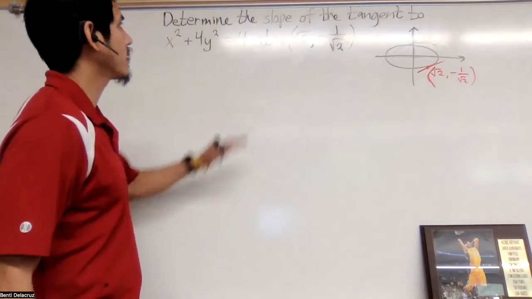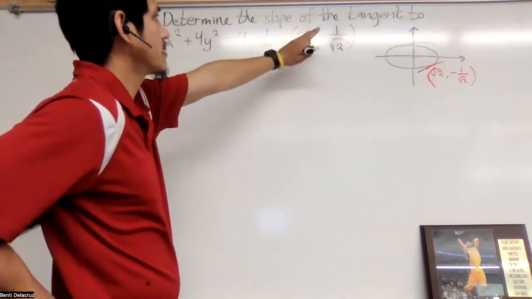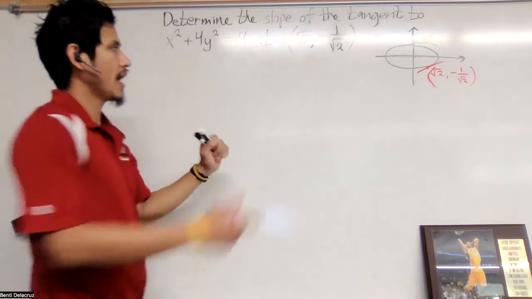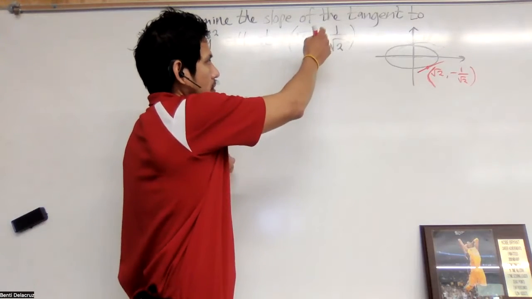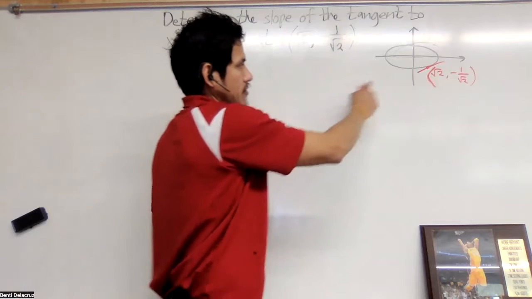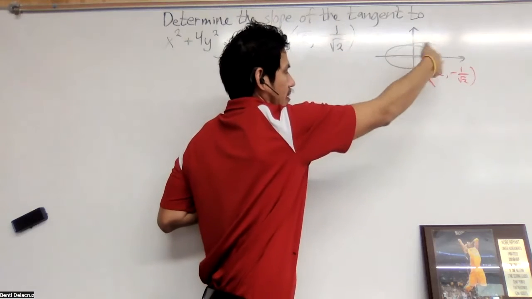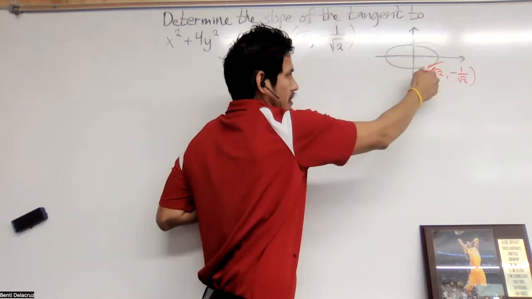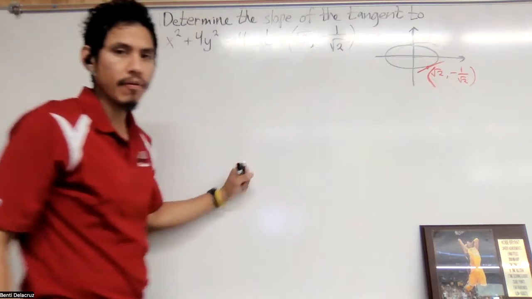All right, so here we're going to find the slope of the tangent line to the graph of x squared plus 4y squared equals 4 at the point √2, comma, -1 over √2. So it's going to look like something like this. We have an ellipse, and we have a positively sloped line. So we want to find what the slope of that line is.